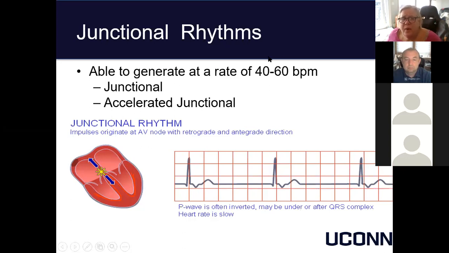But the real takeaway here is that a junctional rhythm, if there is a P wave, it's often retrograde, meaning after the QRS, and it's typically 40 to 60 beats per minute. That's that intrinsic rate of the AV junction.